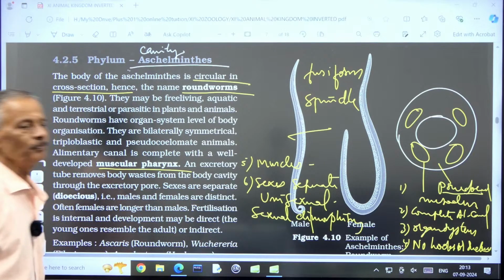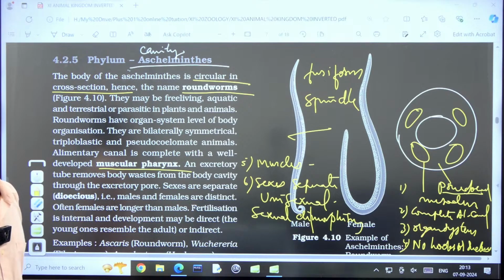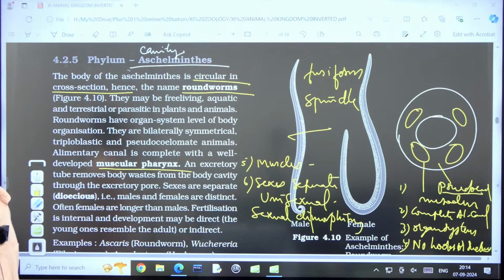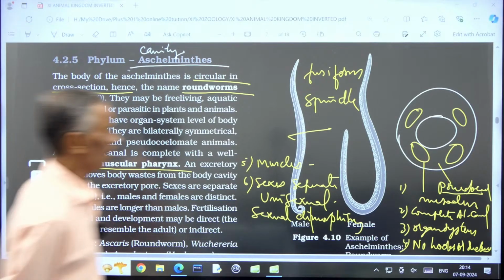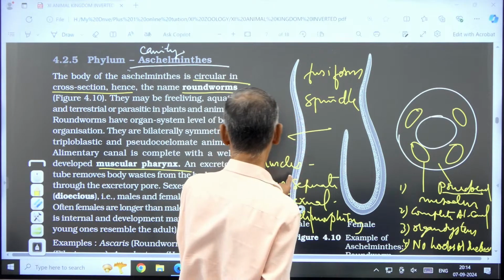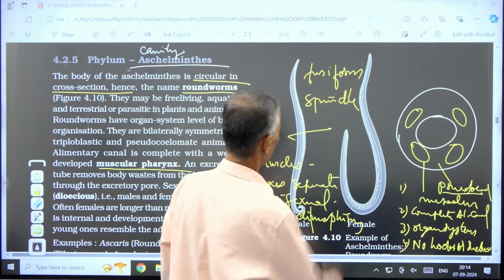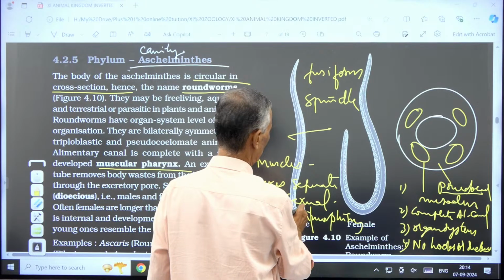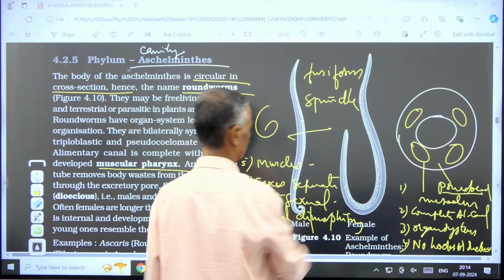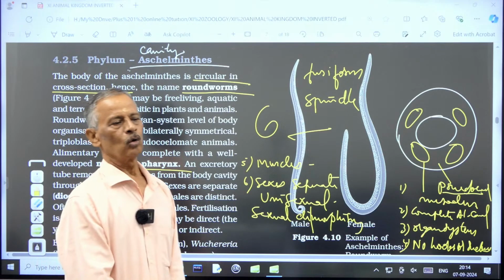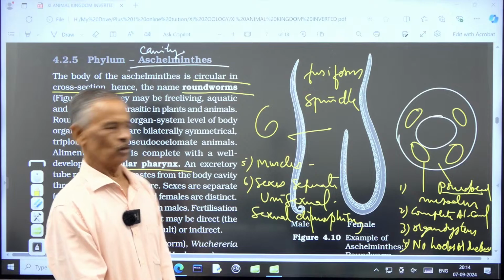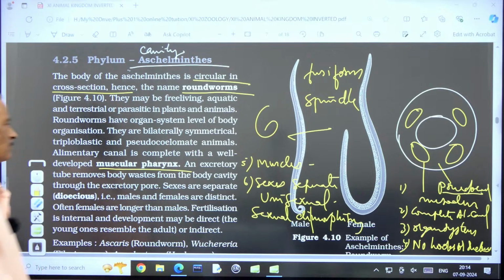Besides that, there are a number of other features by which we can distinguish a male and female, which is different for different organisms. For each organism it is in a different way. For example, the classical example is roundworm called Ascaris. See, the posterior end of Ascaris is straight, but for a male it is curved like a hook. The posterior part of the male is curled like a hook. So they will be showing sexual dimorphism.